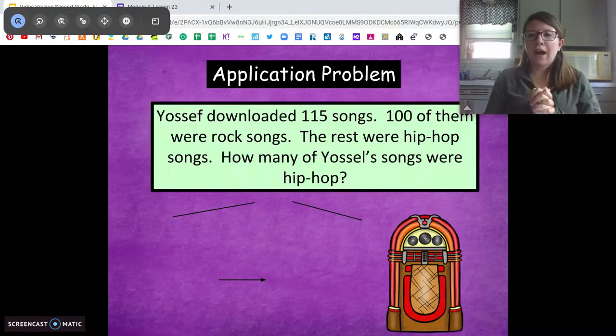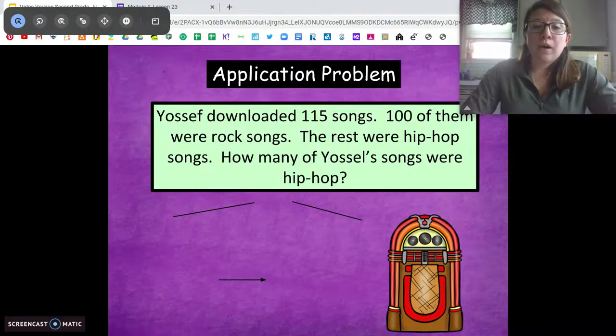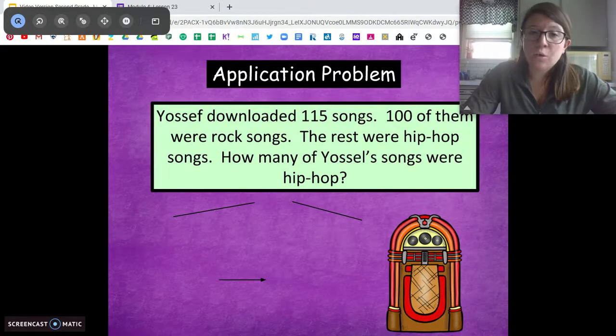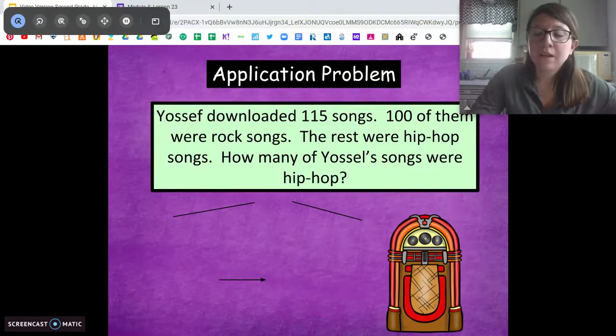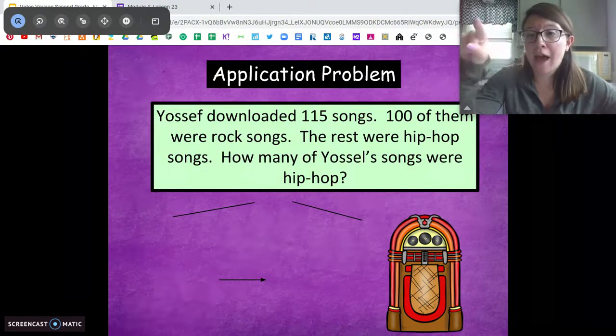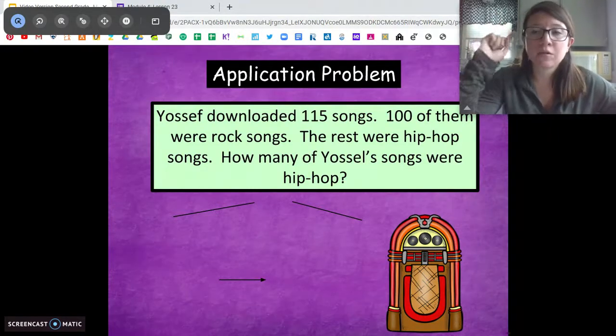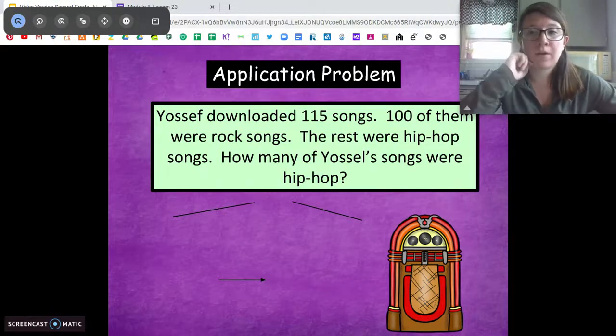All right, let's do our application problem. Yosef downloaded 115 songs. 100 of them were rock songs. The rest were hip-hop songs. How many of Yosef's songs were hip-hop? I want you to pause. I don't want you to solve yet. I want you to talk about how we can solve this problem. Talk about what the problem is asking and how we can solve it. Pause and talk to someone at home right now.